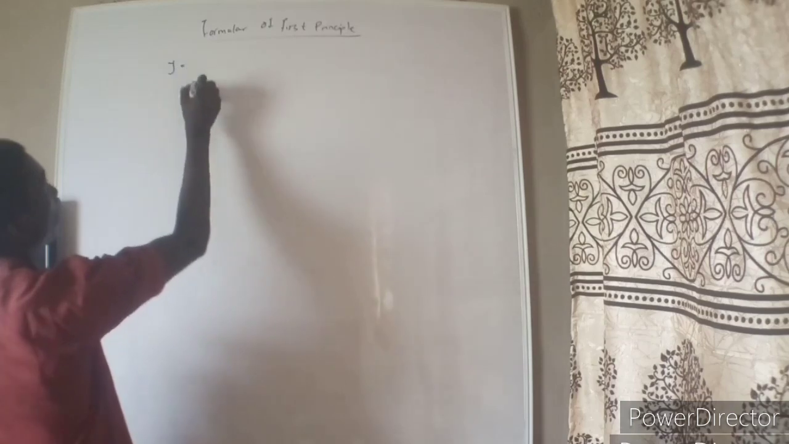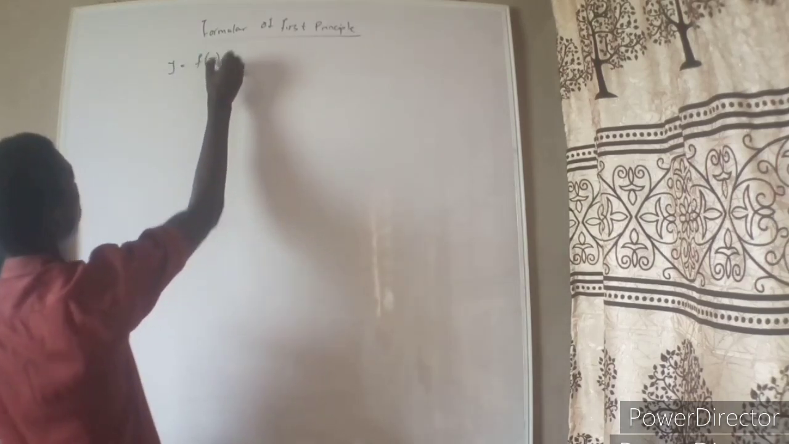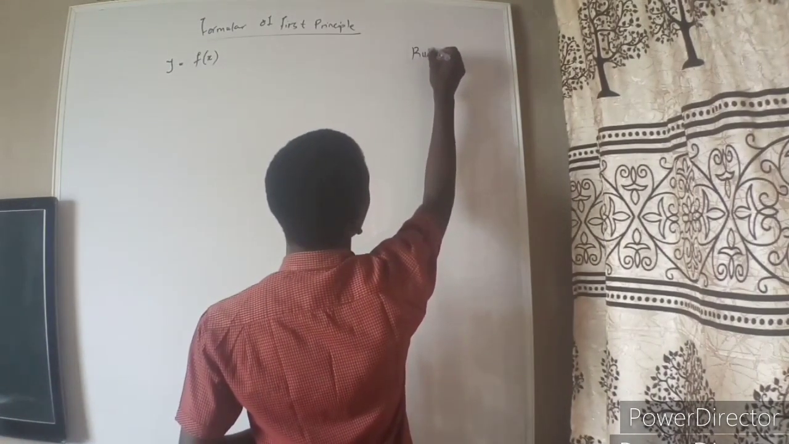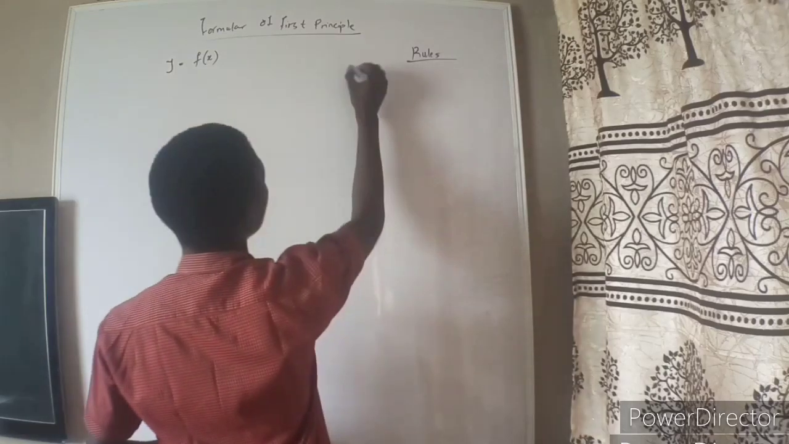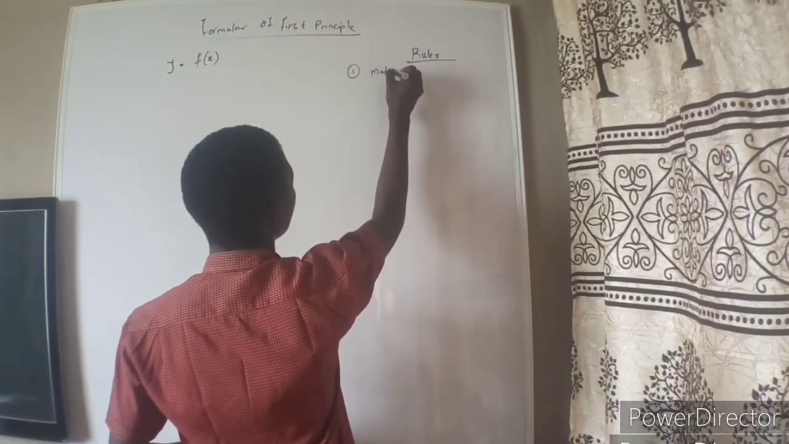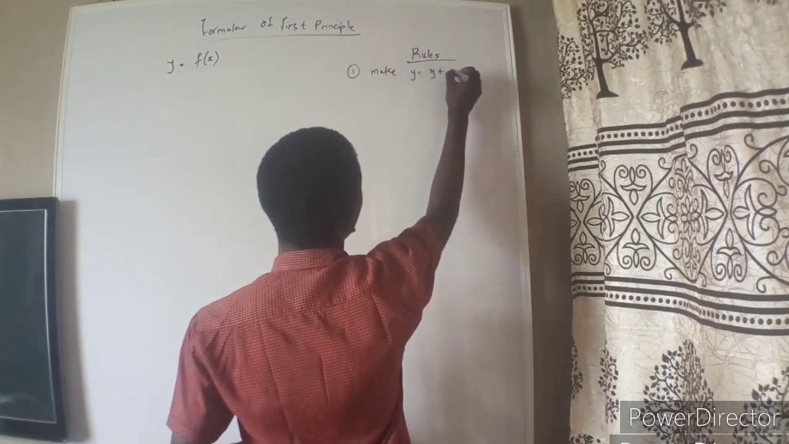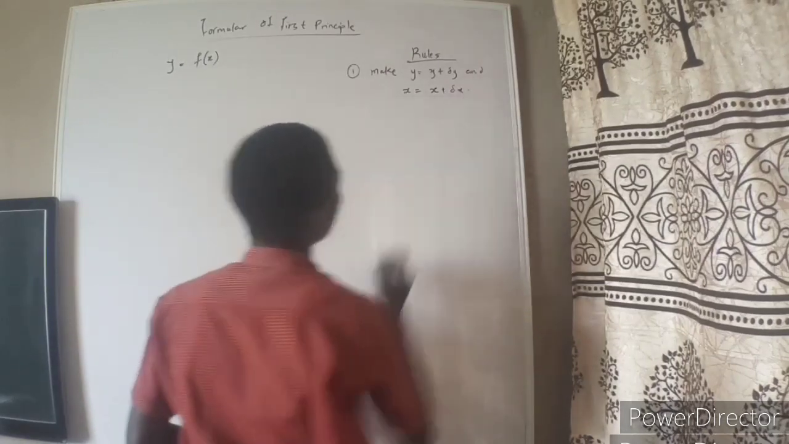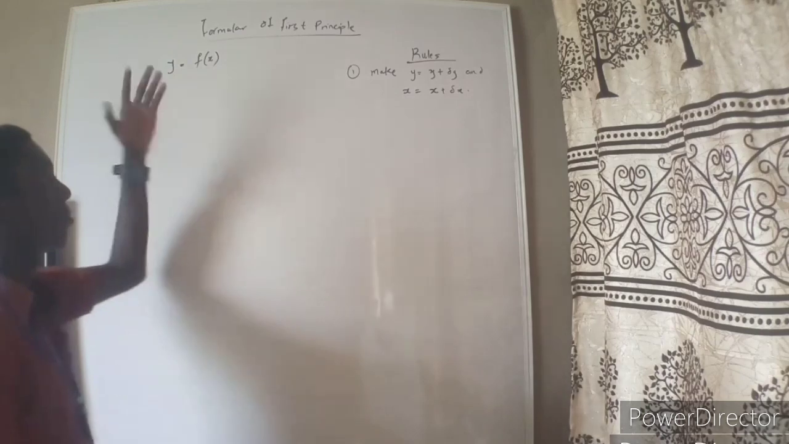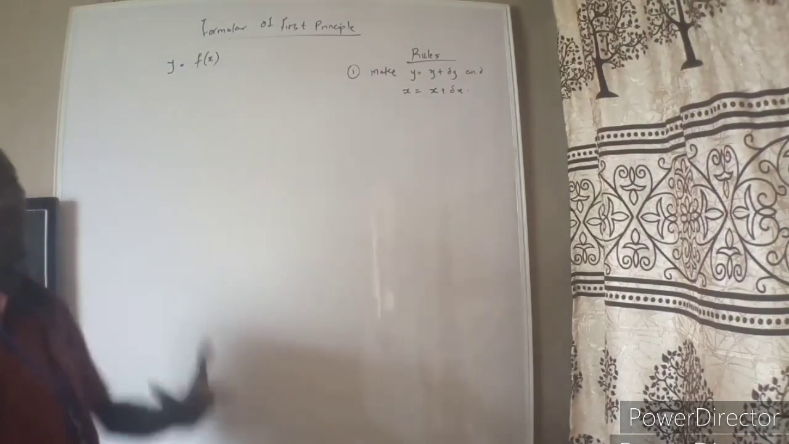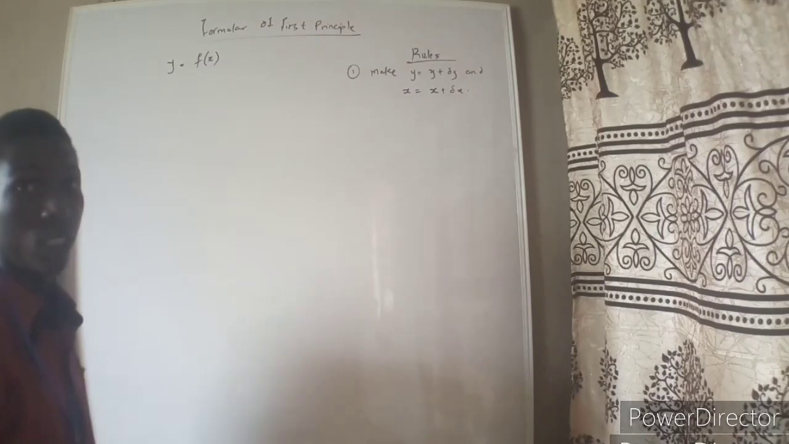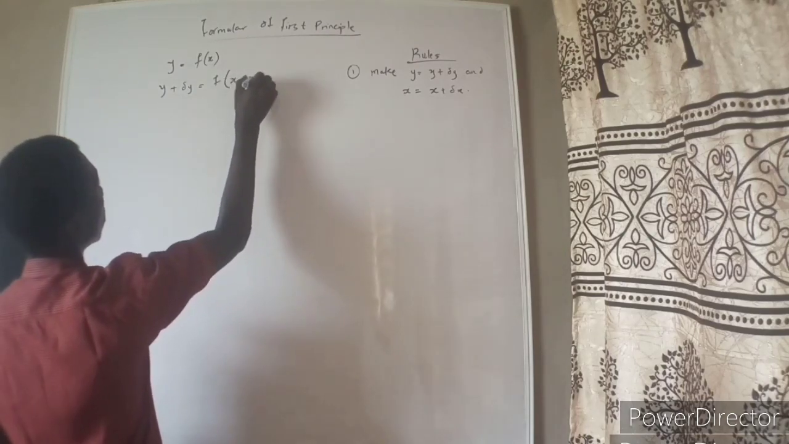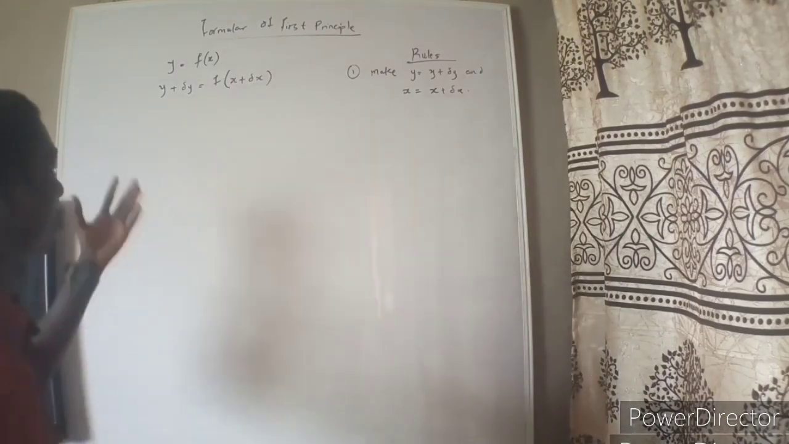Now, if I give my y to be equal to f of x, there are rules guiding first principle. The first rule says: make y equal to y plus delta y and x equal to x plus delta x. That is, wherever we see y, we make it y plus delta y. Wherever we see x, we make it x plus delta x. We'll see the reason for that in the other way, which is the graphical method. So we're having y plus delta y equals f of x plus delta x. That's the first rule we've obeyed.